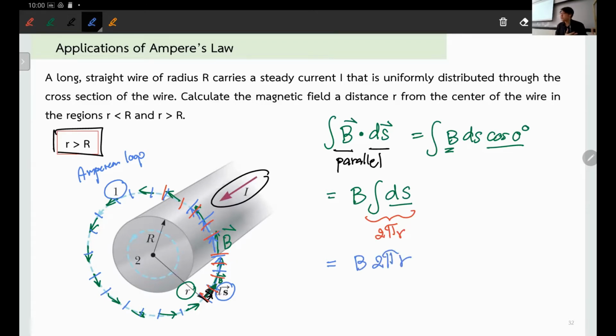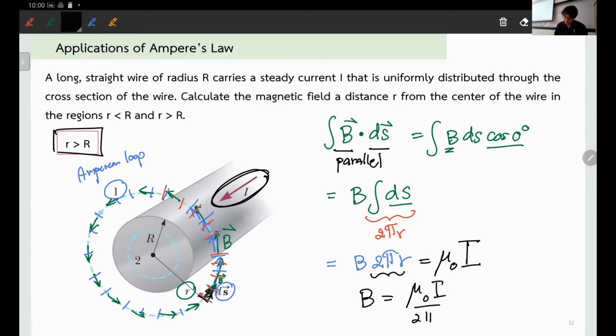I'm done on the left side of Ampere's law. I'm going to equate this with mu naught times the current going through the loop. How much current is flowing through the loop? It's just I. And now I can move 2 pi r to the right. That's it, guys. Done.